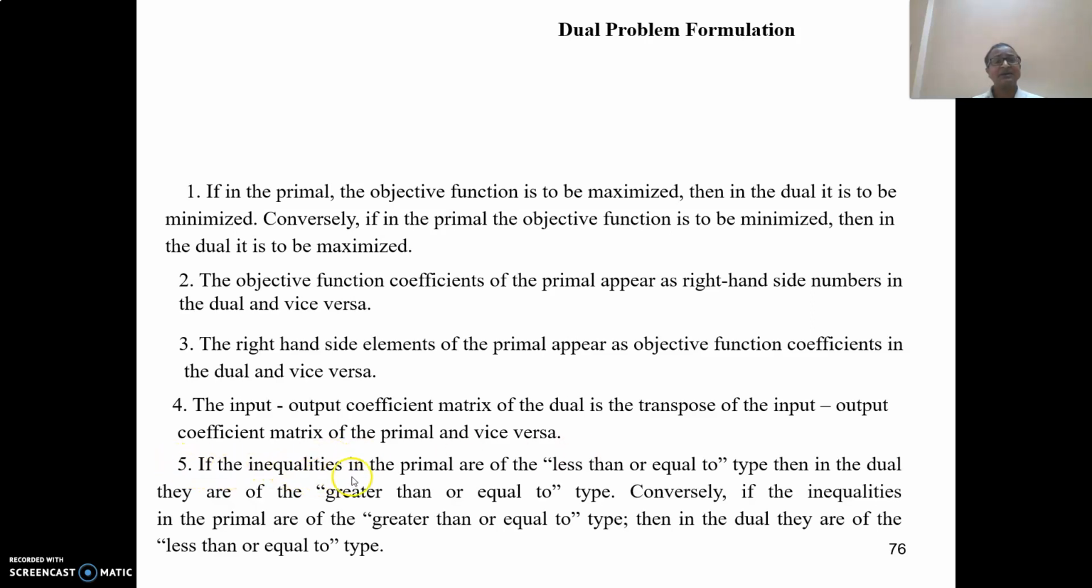If the inequalities in the primal are of less than or equal to type, then in the dual they are of greater than or equal to type. If the inequality in the primal problem is 2x1 plus x2 less than or equal to 5, then its dual inequality becomes greater than or equal to. Conversely, if the inequalities in the primal are greater than or equal to, then its dual is of less than or equal to type.